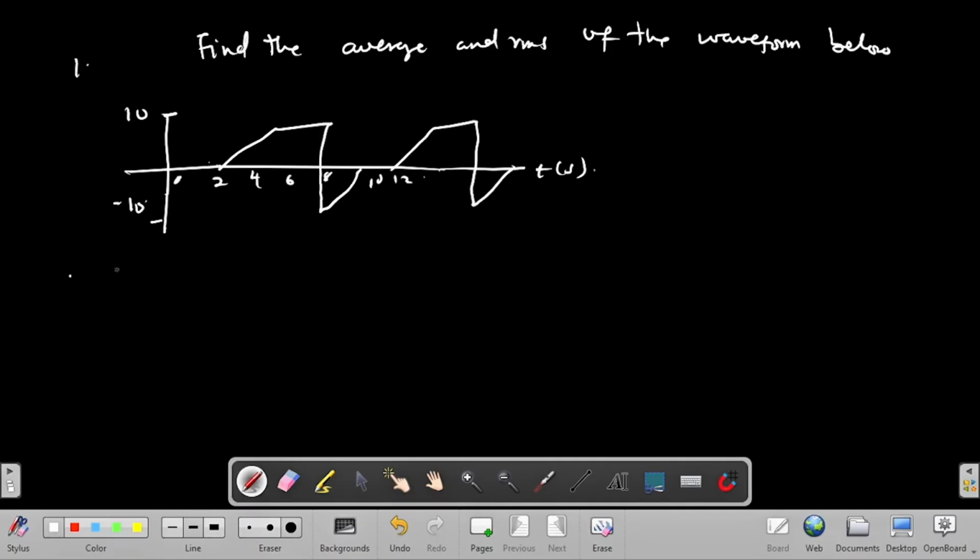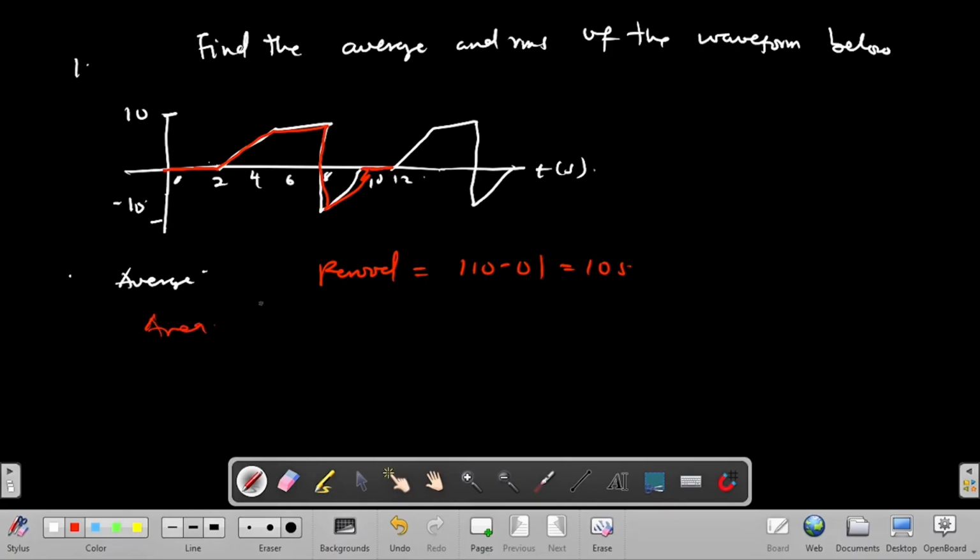Let's start with the average. The first thing is to identify our cycle. Our cycle starts from 0, moves here, comes here like this, ends here. Then it starts again here. So we start from 0, then we end at 10. We start again at 12. Therefore, our period is simply equal to 10 minus 0, and that's equal to 10 seconds.